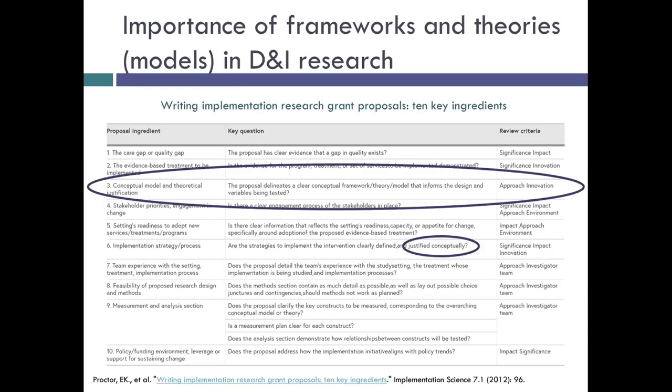When we look at the importance of frameworks and theories, we also like to go back to Enola Proctor and colleagues' writing implementation research grant proposal 10 key ingredients paper, which highlights the role of conceptual models and theoretical justification as a critical component of a good D&I proposal. In fact, when you look at successful D&I proposals, you can see that the characteristics of the proposals include the inclusion and operationalization of D&I models, and unsuccessful, unfunded proposals often get a criticism of not identifying or using properly D&I models.